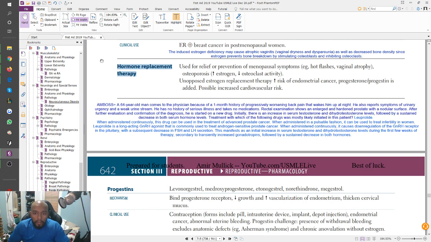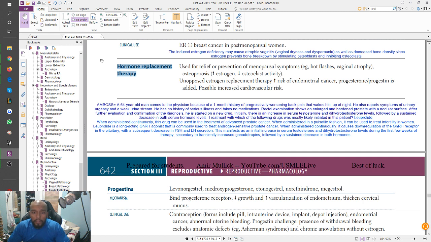At the bottom here is another AMBOSS question for the same medication we looked at and we've been saying is pretty important, leuprolide. So here we have a 64-year-old man coming to a physician because of a 1-month history of progressively worsening back pain that wakes him up at night. Right? So 64 and back pain, we might be dealing with prostate issues, right? He also reports symptoms of urinary urgency and a weak urine stream. Definitely sounds like BPH at this point.